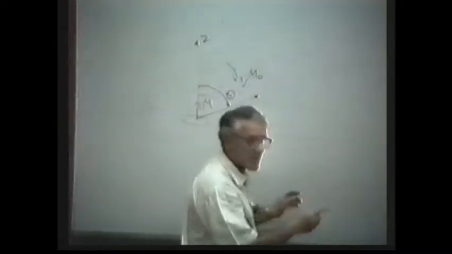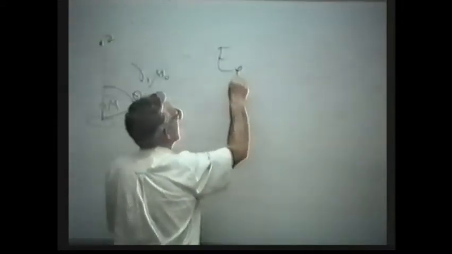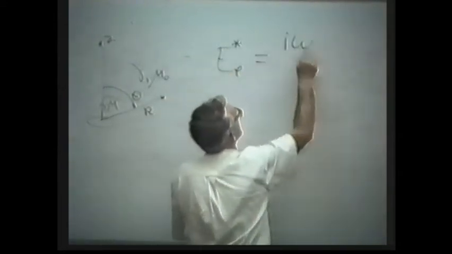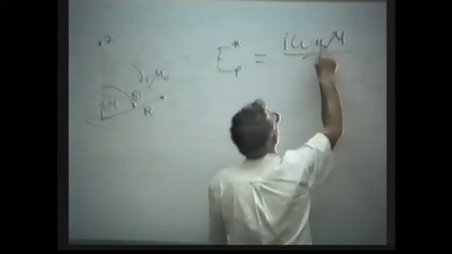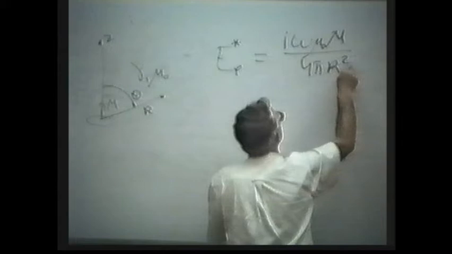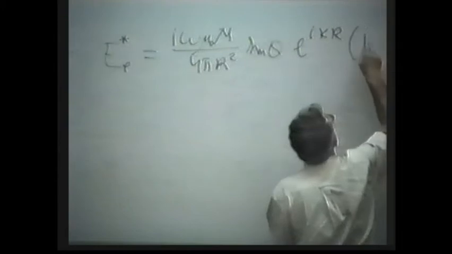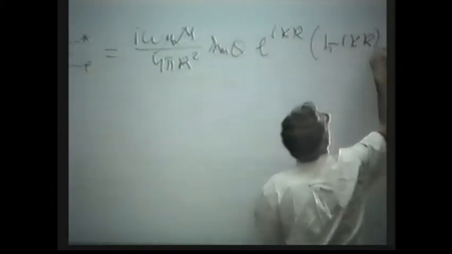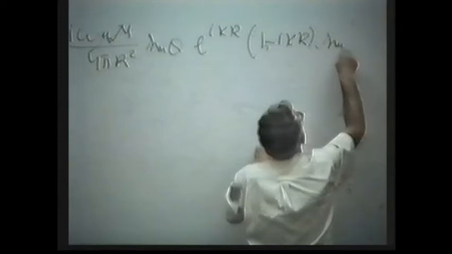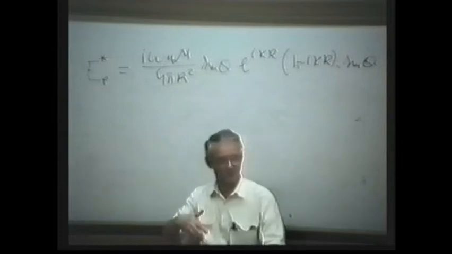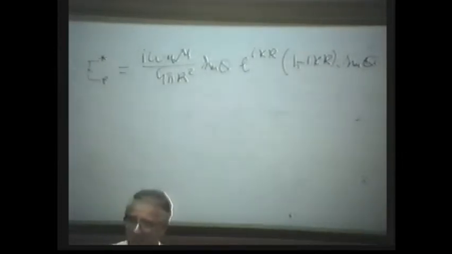the electrical field, of course, has only one component. The electrical field complex amplitude is equal to i omega mu naught m over 4 pi r squared, sine theta, times e to the k r, unit minus e to the k r, sine theta. That's if you solve the forward problem as I wrote you before. That's the result. Now, again, it's not the field.